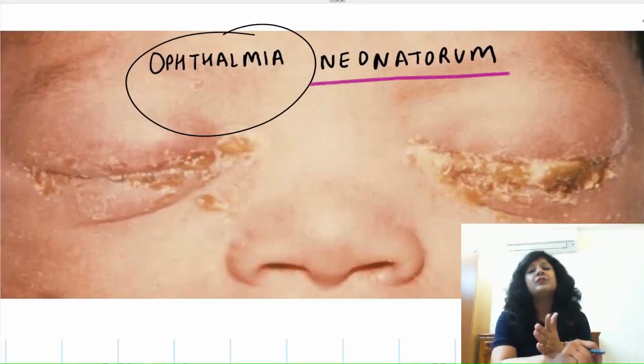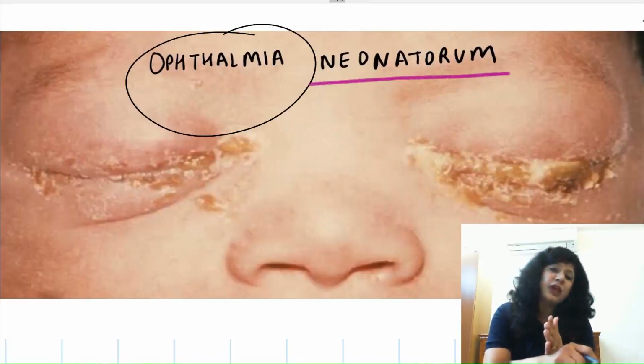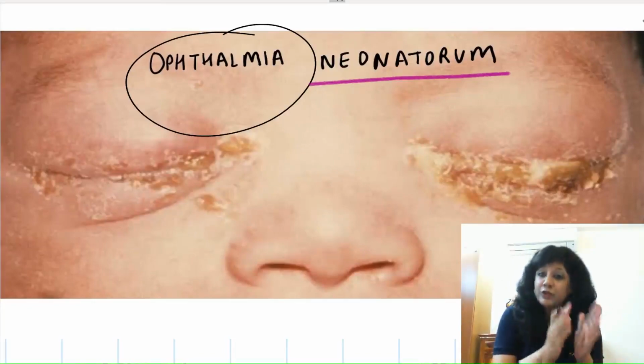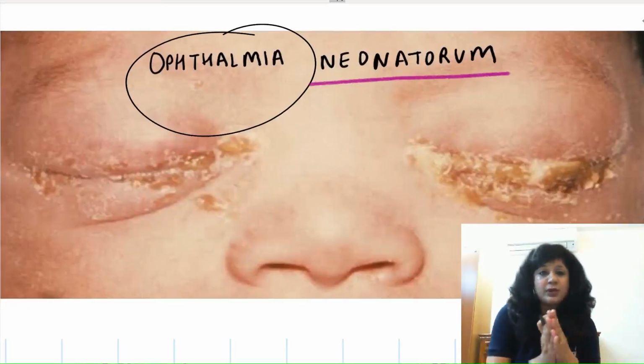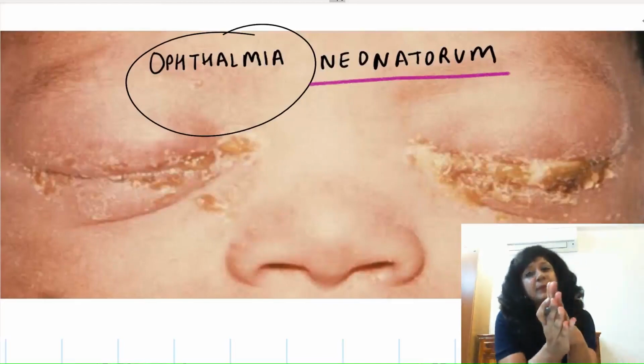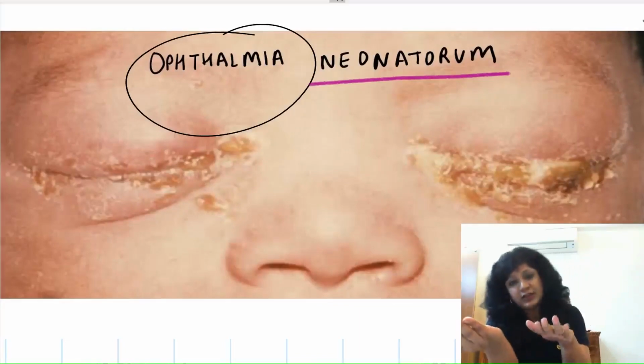Like sometimes the baby is having congenital dacryocystitis. They will also come with watering, with recurrent discharge. So you have to keep ophthalmia neonatorum also in mind. One thing is that. Now broadly, we can divide these babies into two parts: those which are presenting less than 48 hours and those which are presenting more than 48 hours.